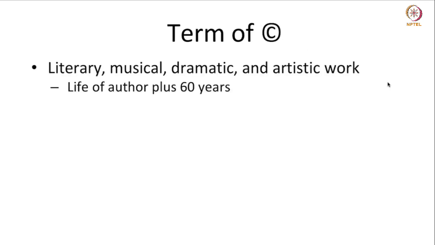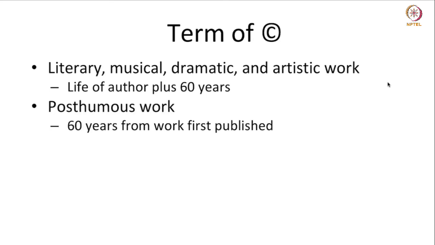The term of a copyright varies depending on the kind of work that is protected. Literary, musical, dramatic, and artistic works are protected for the life of the author plus 60 years. So the year in which the author dies, the following year, there will be a protection for 60 more years after the year in which the author dies. So in this part of copyright protection pertaining to literary, musical, dramatic, and artistic works, there is a variable component, which is the age of the author.